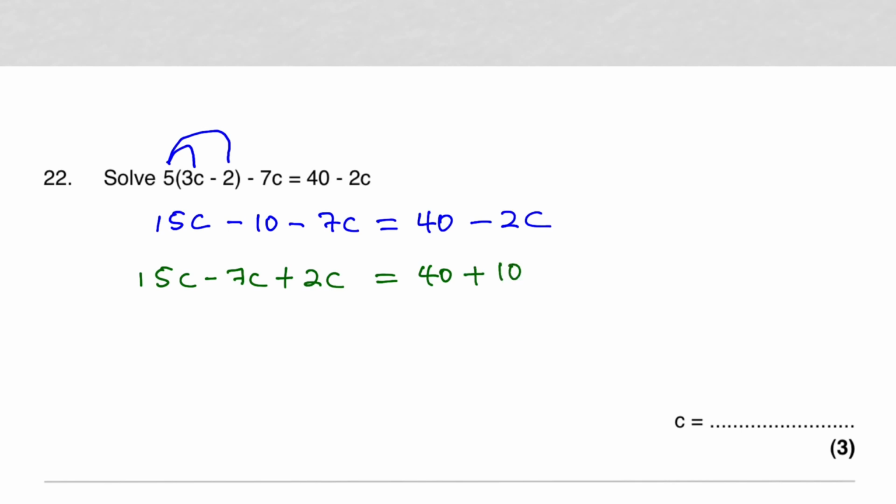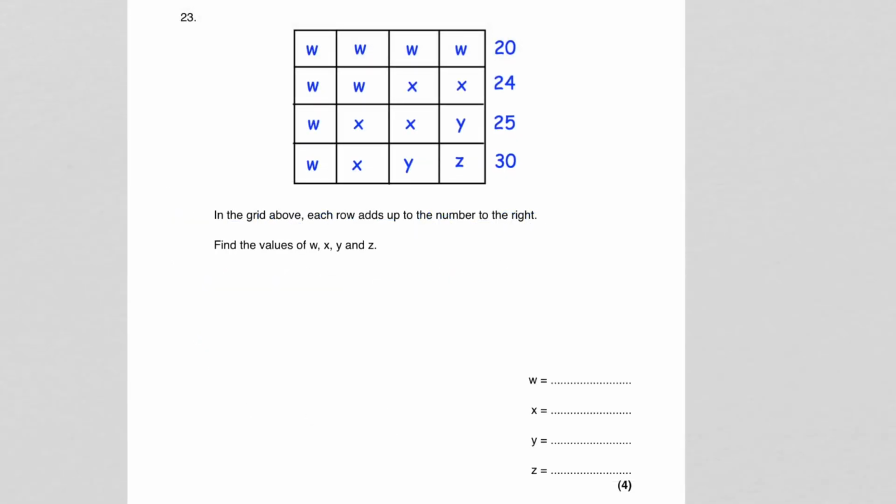15 minus 7 is 8. 8 plus 2 is 10. So 10c equals 50. We need to now divide both sides by 10, so I can make c the subject. 10 cancels 10. Therefore, c equals, well, we cancel the 0, so that c equals 5 over 1, which is 5. So c is 5. So question 23.